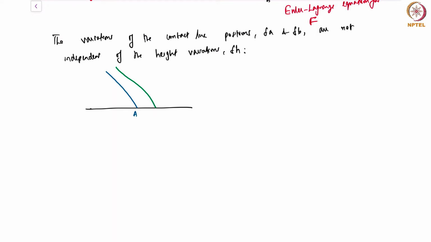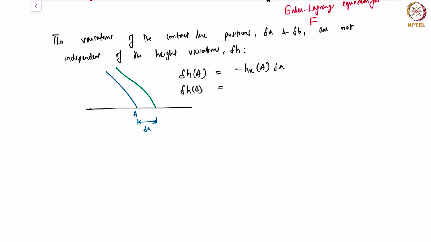This height variation will also lead to a variation in the position. If there was no height variation going all the way to the contact line, then there is no reason to expect that there will be variation in the contact line position. So now you basically understand that variation in height also has an effect on the variation in the contact line position. So these are interrelated as follows.